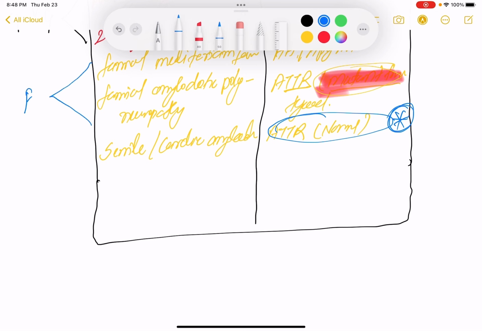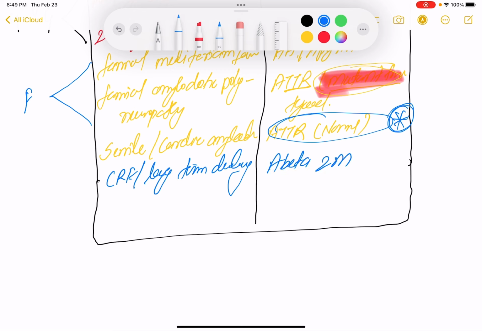Then we have chronic renal failure or long term dialysis. There is accumulation of A beta 2M. Basically in dialysis, there is removal of waste products. A beta 2M is also an abnormal protein, but in long term dialysis it is not removed. So there is accumulation of A beta 2M.